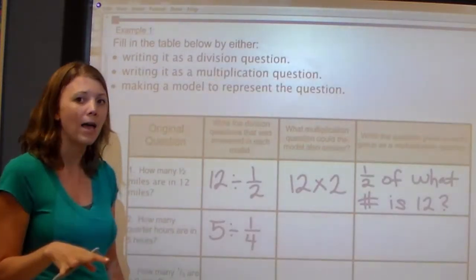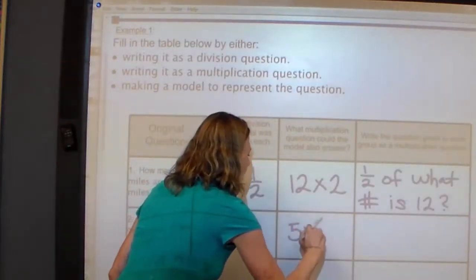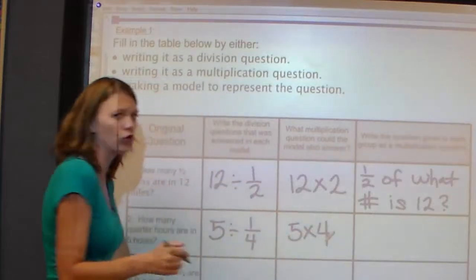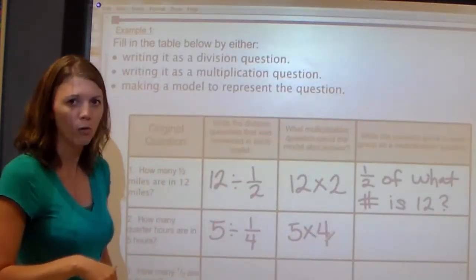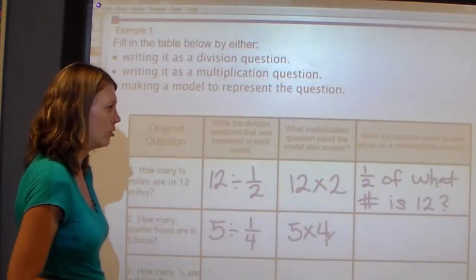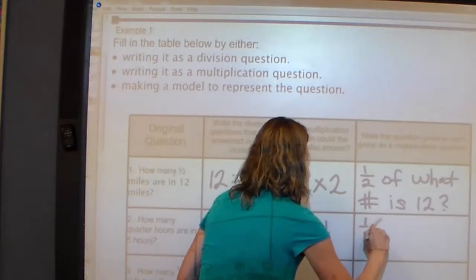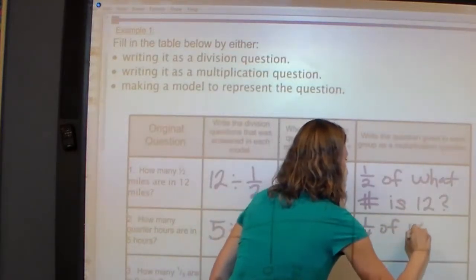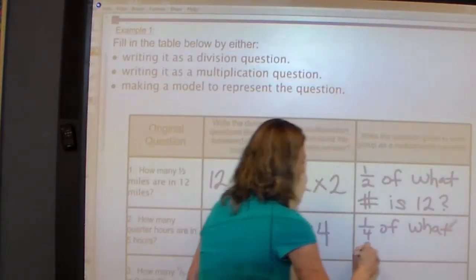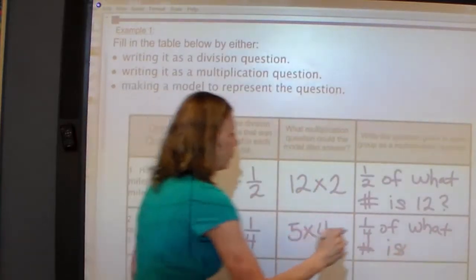So if we have 5 hours, we would want to multiply 5 by 4, because there are 4 quarters in each hour. So if I'm trying to think of a question given to this group as a multiplication question, I would say 1/4 of what number is 5?